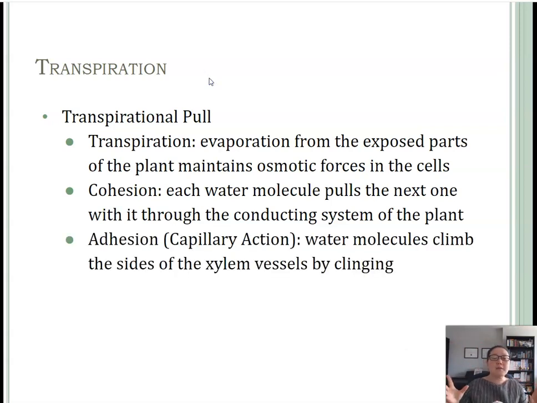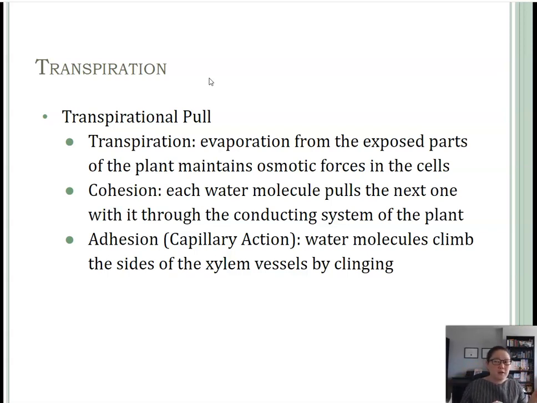And the last bit is referred to as adhesion, but is also referred to as capillary action. In this particular case, it is capillary action, but adhesion refers to the fact that water molecules, not only do they cling to each other, but they cling onto other things as well. So the water clings onto the surface of the xylem, and it is able to climb a little bit further than what the level of water would look like.